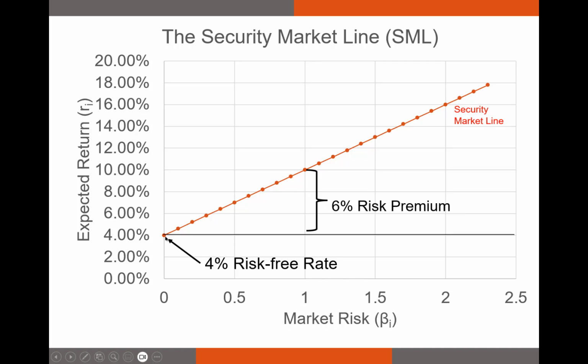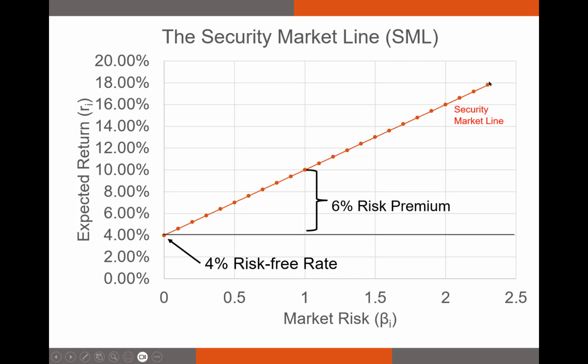So we plot it by starting at the risk-free rate. So let's say we have a risk-free rate or like a T-bill of 4%. And then as we increase the risk, we should see an increase in the expected return. So this point right here, where we have a beta of 1, an expected return of 10%, this represents a 6% risk premium, so 10% minus 4%.